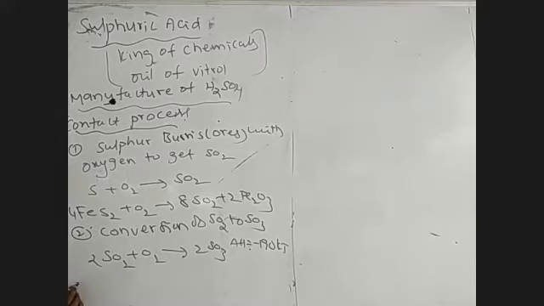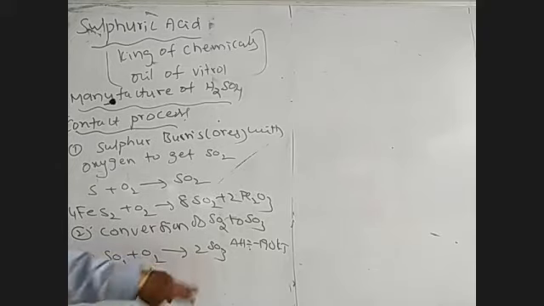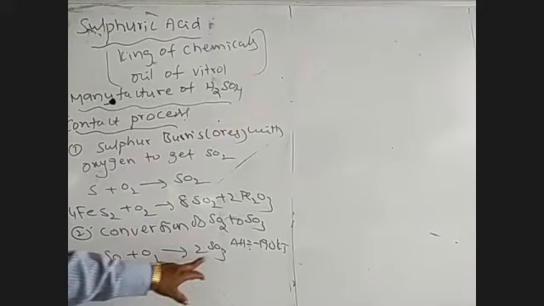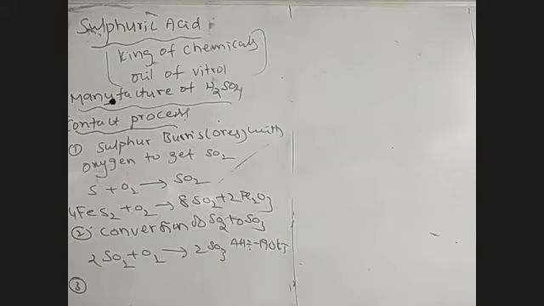Now, in the third step, the preparation of H2SO4. First you have to prepare SO3. It is a trioxide. Trioxides dissolve in water to form weak acids. But direct dissolution of SO3 is not possible. For the preparation of H2SO4, SO3 is first dissolved in H2SO4.